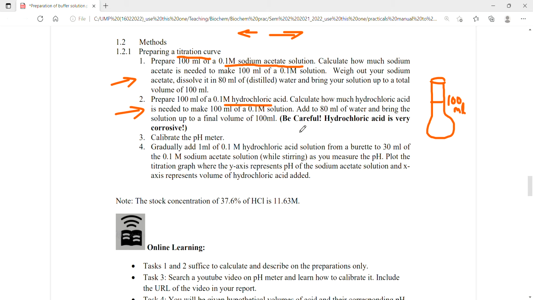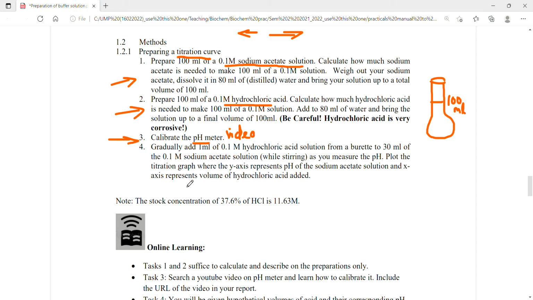You also need to find out how to calibrate a pH meter. How does a pH meter look like? I have already given a video, so please watch the video. Unfortunately, you will not be able to touch the pH meter yet, so you have to have a theoretical understanding rather than practical understanding about a pH meter.